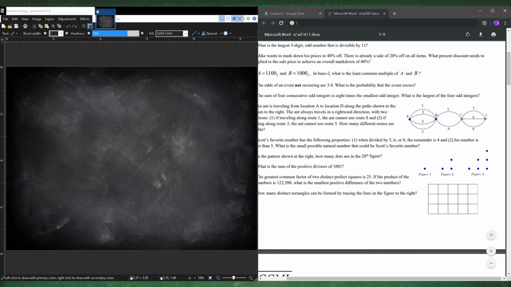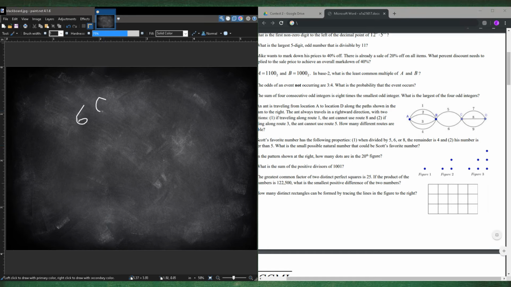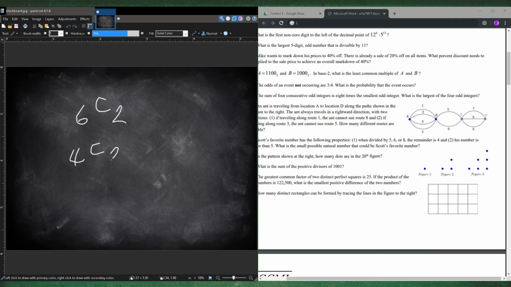So when you want to make a rectangle, you basically just need to choose 2 lines, right? So you have 1, 2, 3, 4, 5, 6. So you have 6 of them, and you want to choose 2, basically. And then you can have 1, 2, 3, 4 horizontal lines. So of the 4, you also choose 2, because you need 2 of these and then 2 of these.